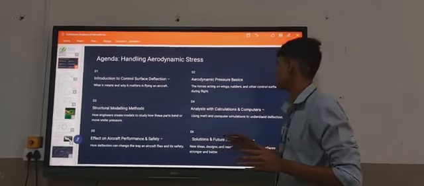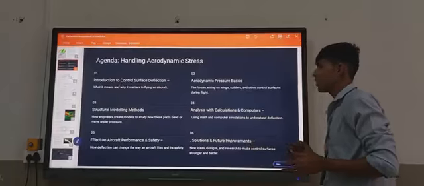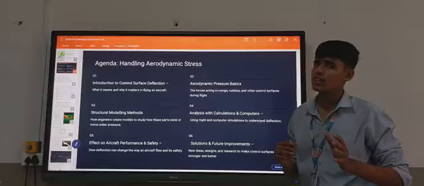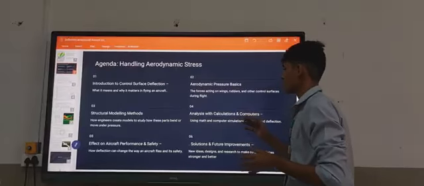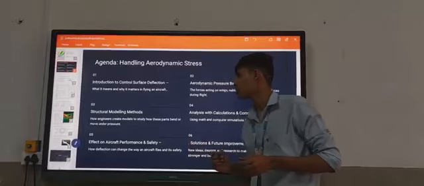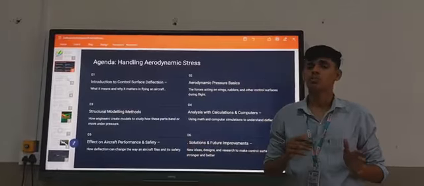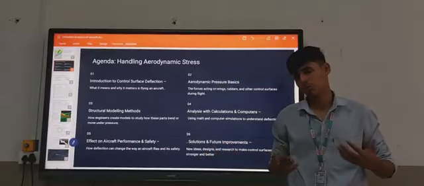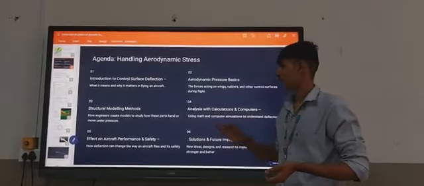Talking about the aerodynamic pressure basics: the force acting on the wings, rudders, elevator and other control surfaces is called aerodynamic pressure. Then structure, modeling and method: how engineers create a model to create a smooth aerodynamic surface, and the effort engineers put in to create these structures.